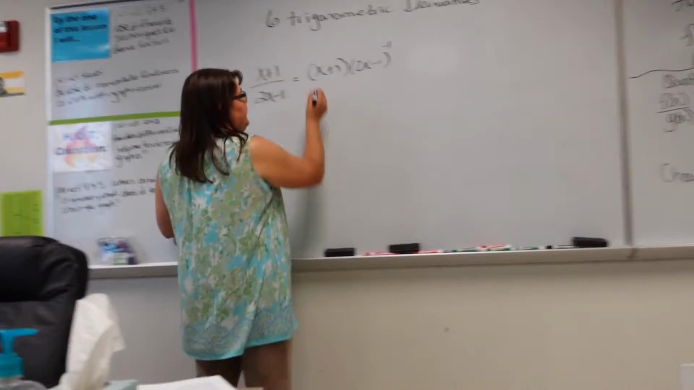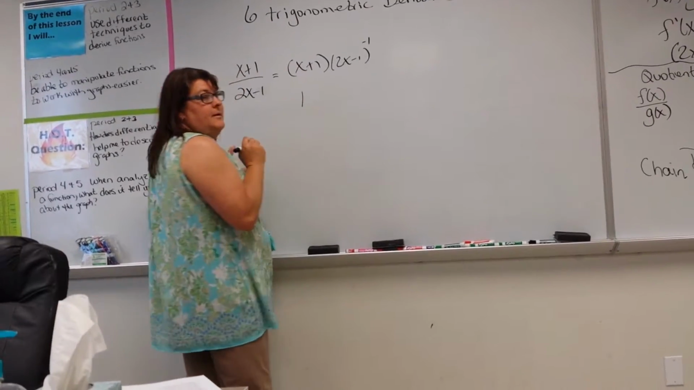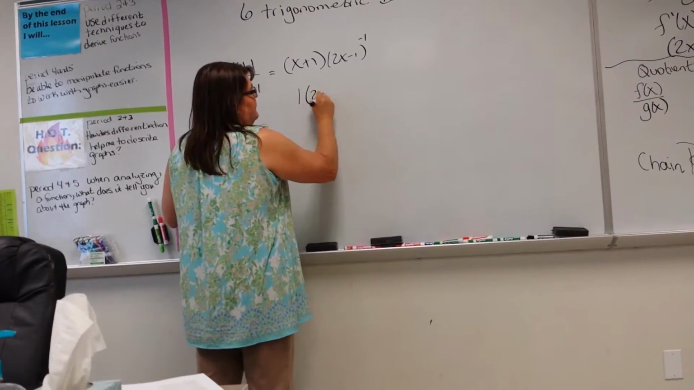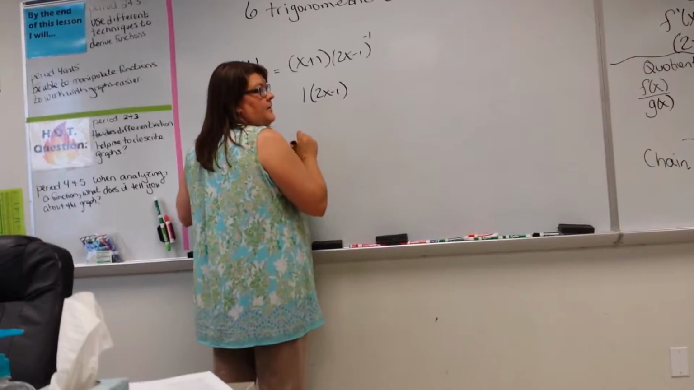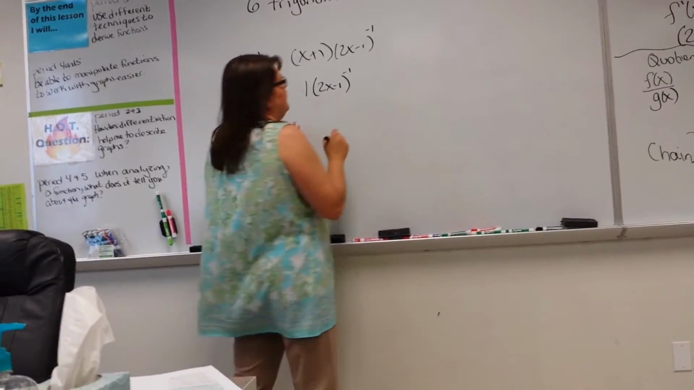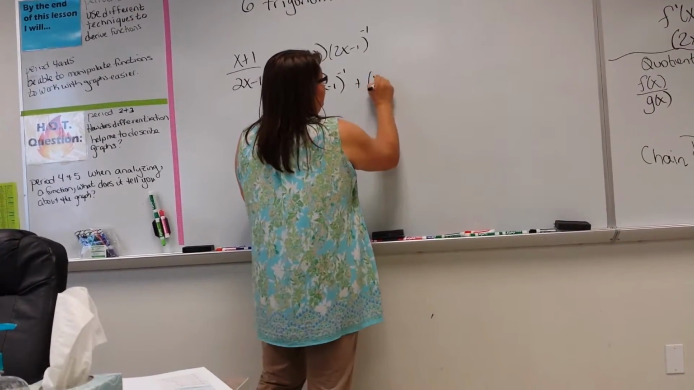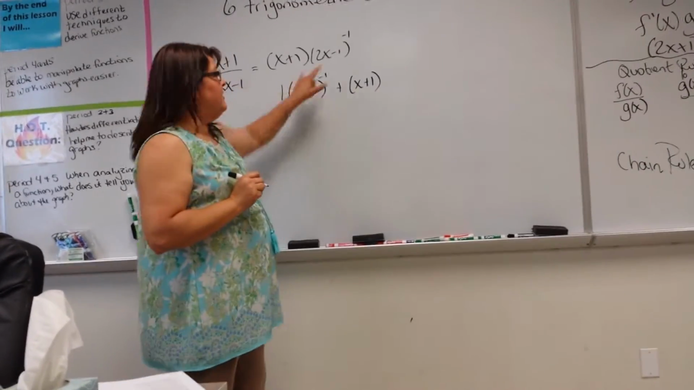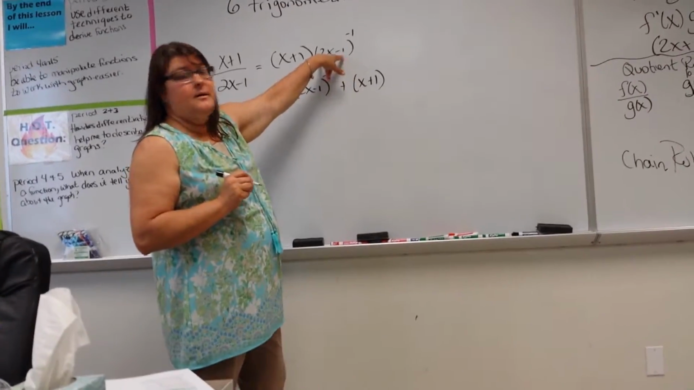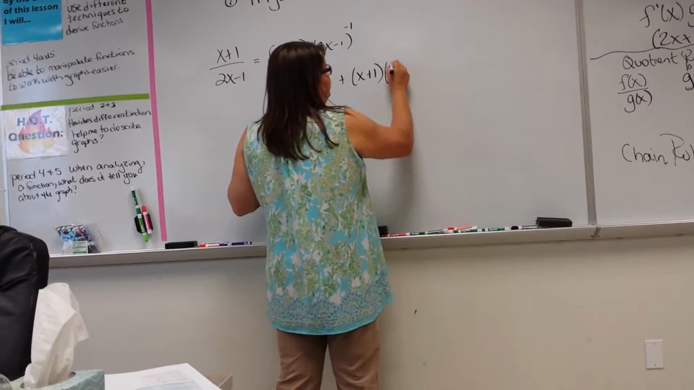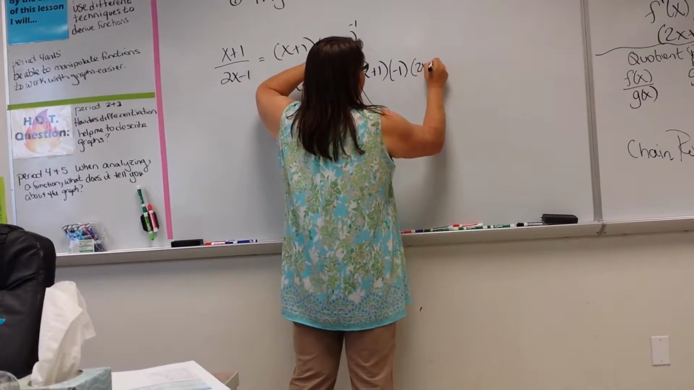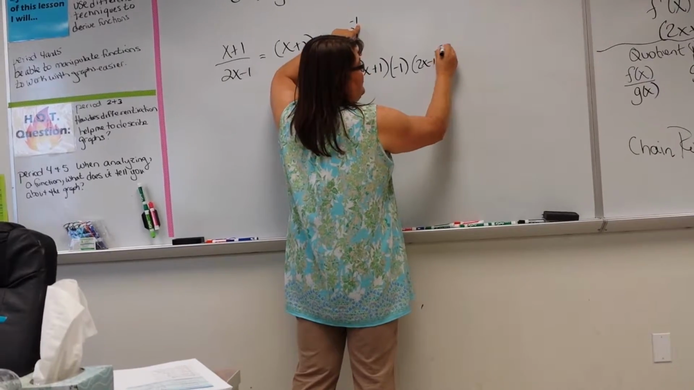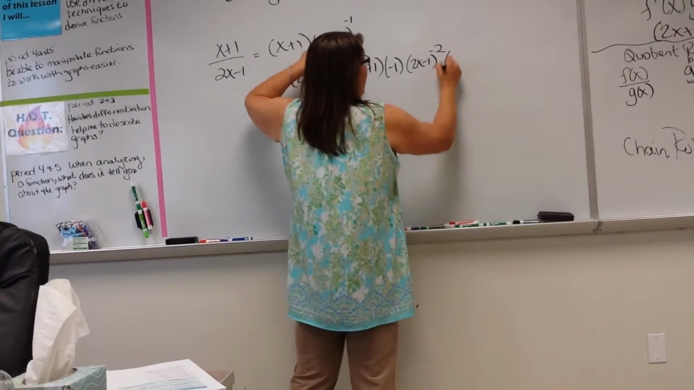So the derivative of the first is 1. And then times the second as it is. So far, so good. And then plus the first times the derivative of the second. And that's where chain rule comes into play. So times negative 1, 2x minus 1 to the negative 2, and then times 2.